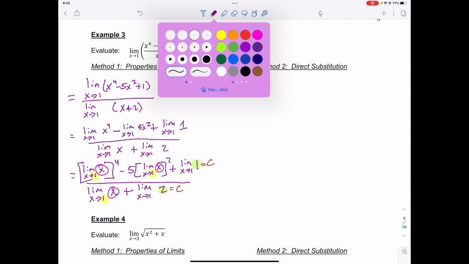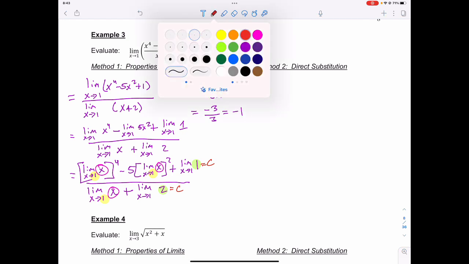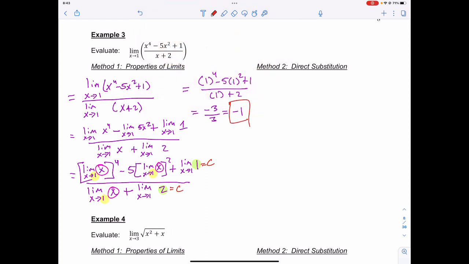And after I do all that, I'm going to wind up with 1 to the 4 minus 5 times 1 squared plus a constant of 1 divided by 1 plus a constant of 2. 1 to the 4 minus 5 times 1 squared plus 1 is negative 3, and 1 plus 2 is 3, and all this equals negative 1, and there's my answer.